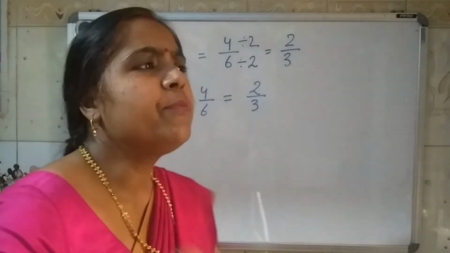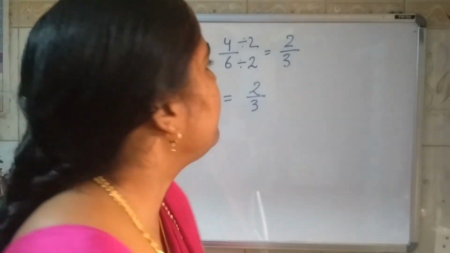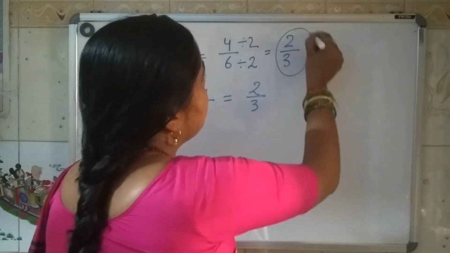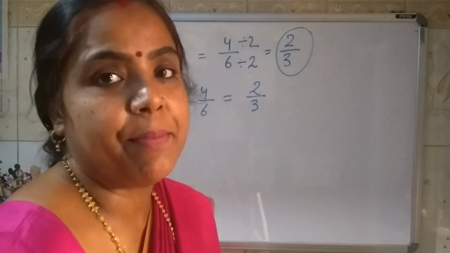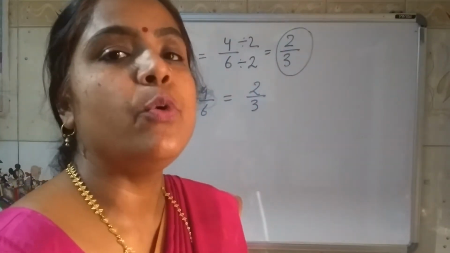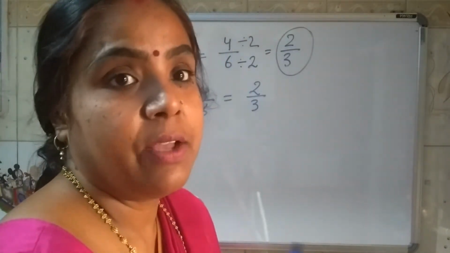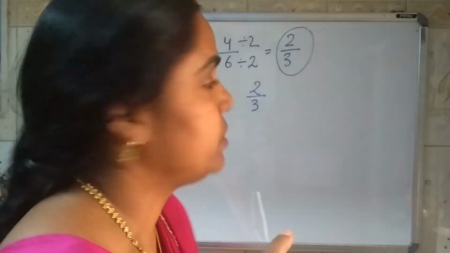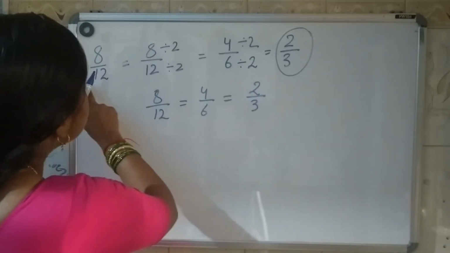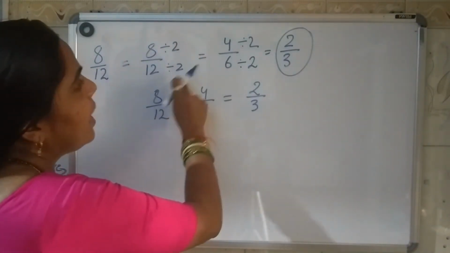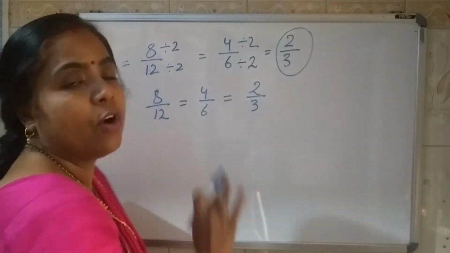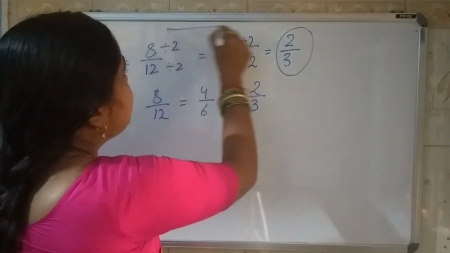Now some questions might be arising in your mind: this is also the lowest term, because numerator and denominator are co-prime numbers. So what is the difference between lowest term and the equivalent fraction by division? There is no difference, only the difference is in the process. What is the process? If you see here, I divided by 2, I divided by 2 again, and then I got 2/3. So these are the two steps I did here.